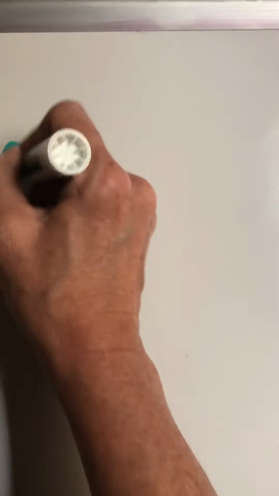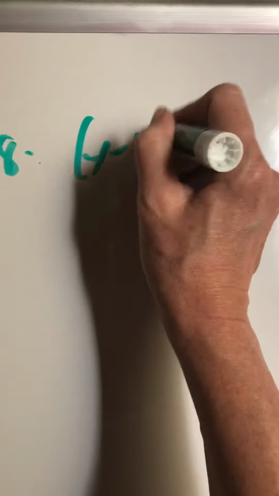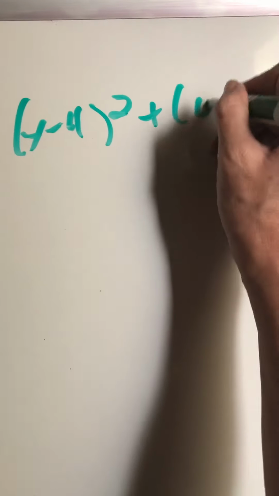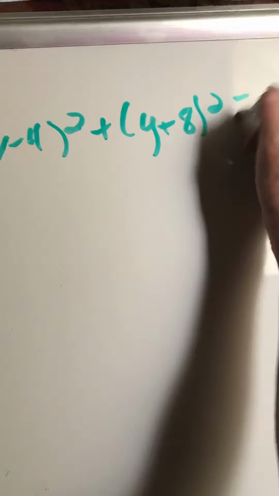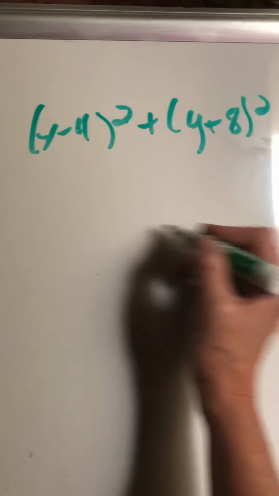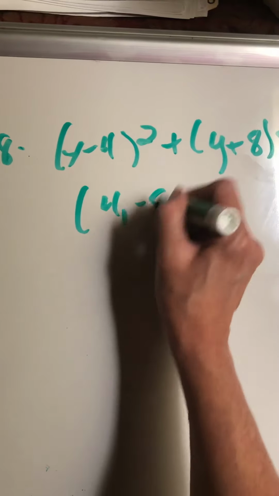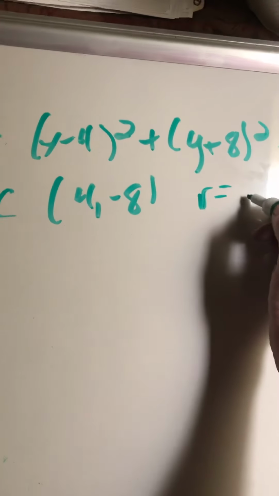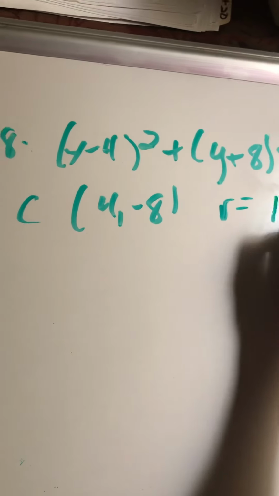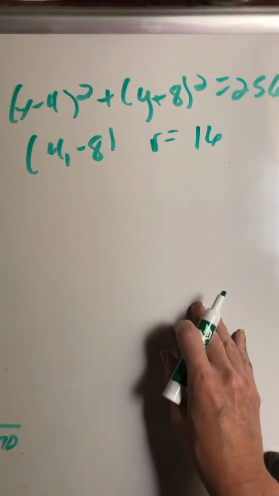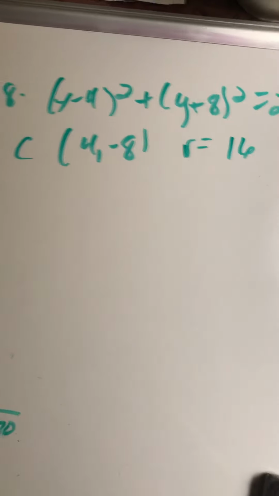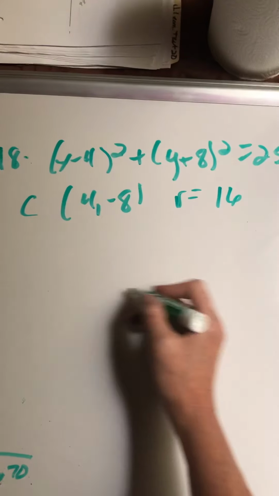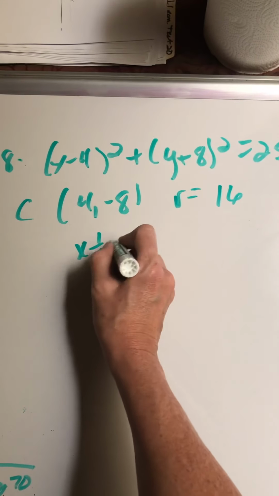Okay, then on 18, we're doing equations of circles again, where we've got x minus 4 all squared plus y plus 8 all squared equals 256. So my center right now is 4 comma negative 8. My radius is 16. And I want to dilate this by a fourth. So that means I'm going to multiply everything by 1/4.